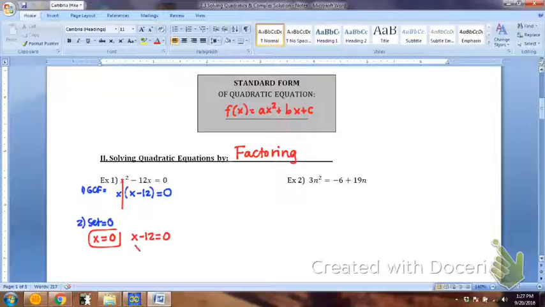Sorry about that. Okay, so we get x to be 12, and we're finished. That would be it. Our solutions are 0 and 12, and if you want to get fancy, you can write your solutions like this, [0, 12]. Those are brackets, not parentheses. Or you can just leave it as x equals 0 and x equals 12. That's fine too.